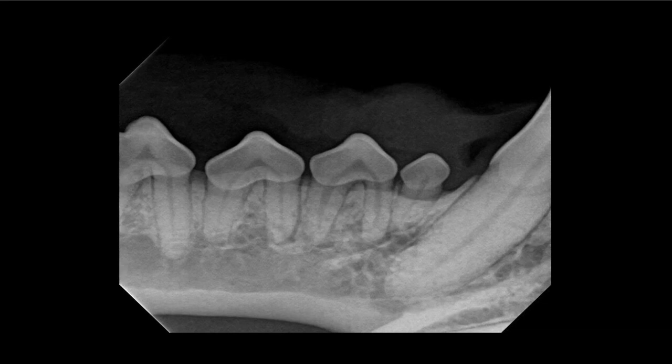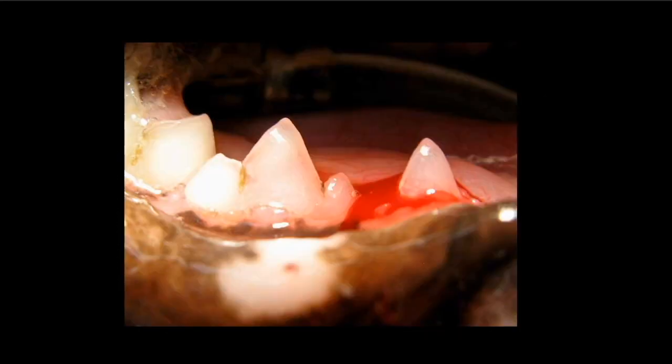But that tooth is an extraction in our practice and in yours versus root canal, although the owner should be given the option, but they're almost always going to opt for extraction. And we probably would not even give an option for root canal on that tooth. It's not a critical tooth and not one that we would think would be in the best interest of the patient to save.